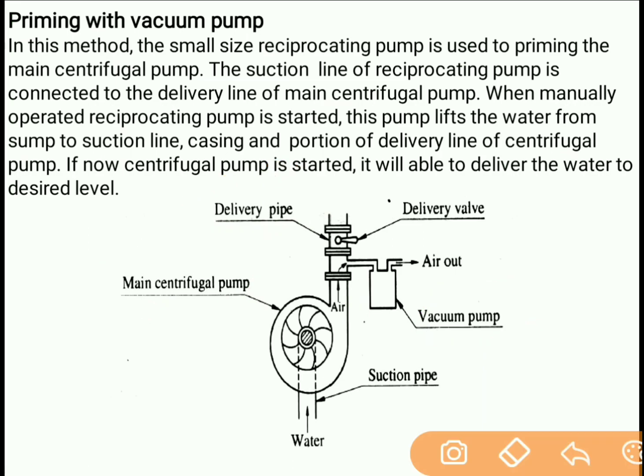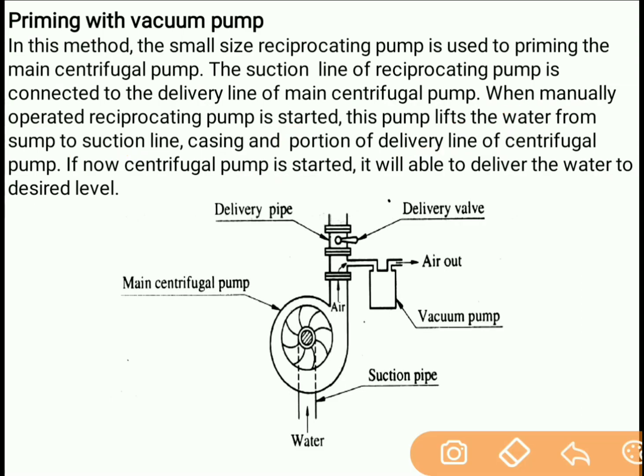When this pump is operated manually, the reciprocating pump is started and this pump lifts the water from the sump to the suction line, casing and the portion of the delivery pipe of the centrifugal pump. If the centrifugal pump is now started, it will be able to deliver water to the desired level.